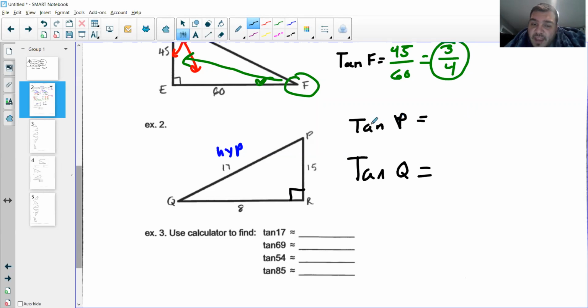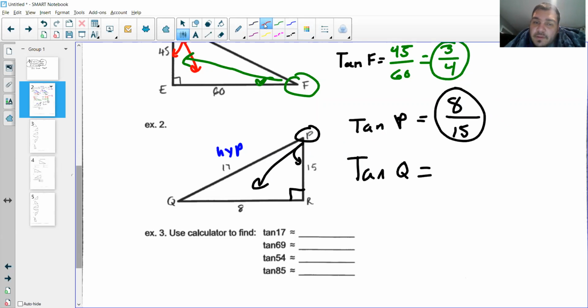All right. Tan of P, tan of Q. P is going to be here. I'm looking across the room. Across the room is an 8. And what's next to me is a 15. 8 and 15, nothing in common. We're done. That's nice. Other side, now I'm standing on Q.